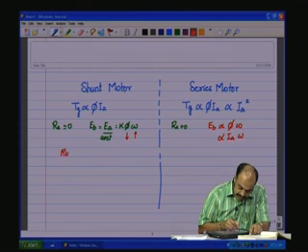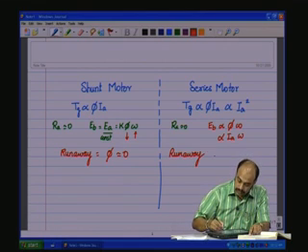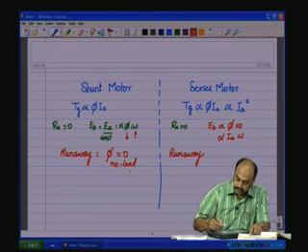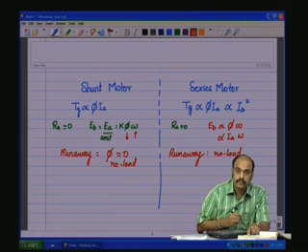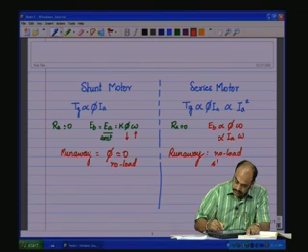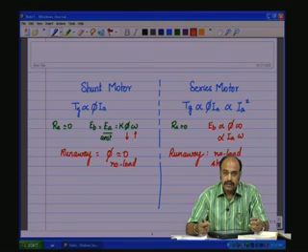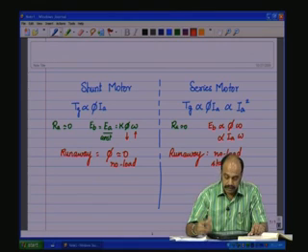So, here the runaway condition would be the field suddenly going to 0, and here the runaway condition would be no load startup of the motor, where you apply the EA. So, the Ia starts increasing, and then that will give you a torque which is proportional to Ia square, and then the speed picks up very fast.